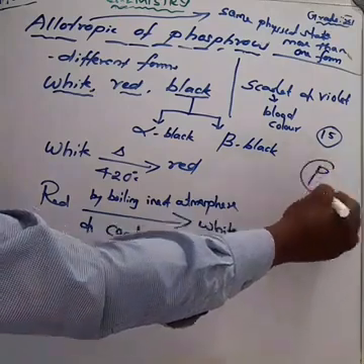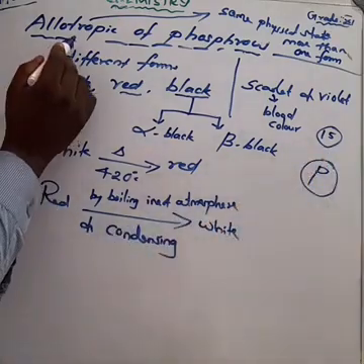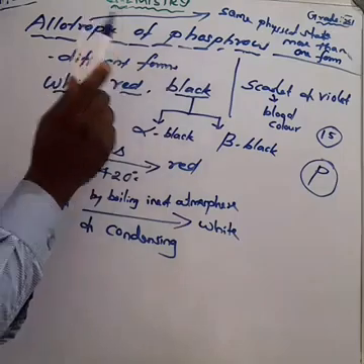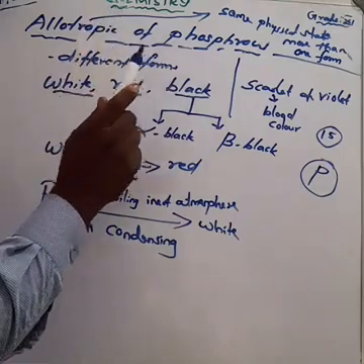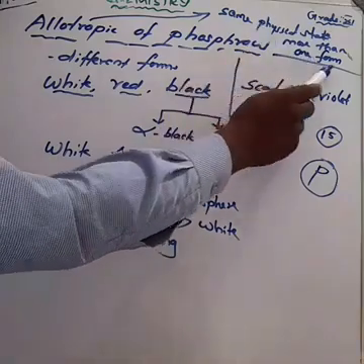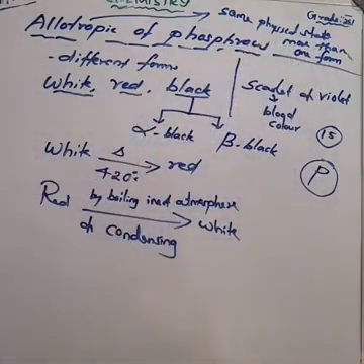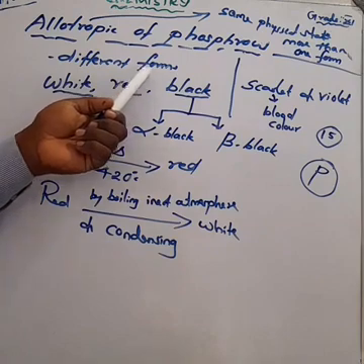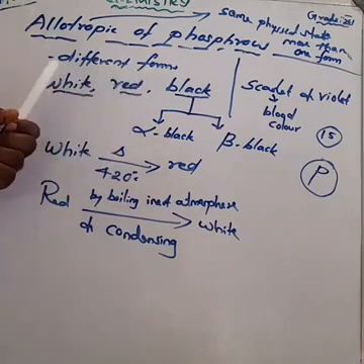Here, what is allotropy? Allotropy means an element having the same physical state, but more than one different structure, different form. More than one form, that we are calling allotropy. Allotropy means an element having different forms in the same physical state, and it contains more than one form. That we are calling allotropy.